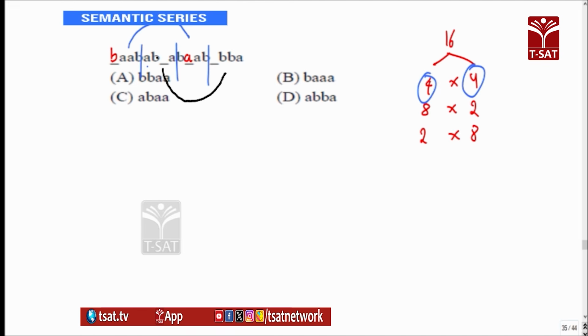So what is this one? A, B, gap A, B, gap A. So you keep here A, here you keep B, it will become A, B, B, A. Here also A, B, B, A. So we got the answer, that is B, B, A is the answer. So that is option A.